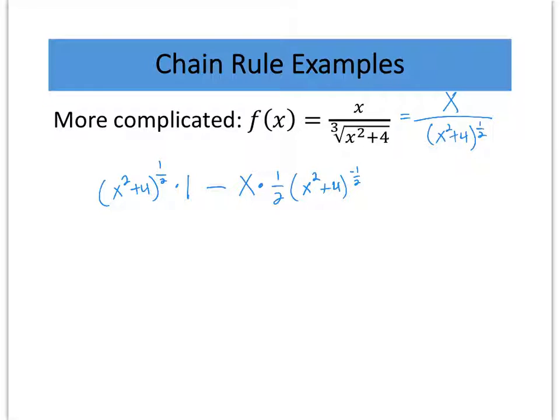I'm going to do the chain rule in red. Now the derivative of the inside, 2x. The derivative of the inside is 2x. There's the chain rule in action. And last but not least, all over the bottom squared. Low squared. X squared plus 4 to the 1/2 squared. Well, that makes this really convenient.